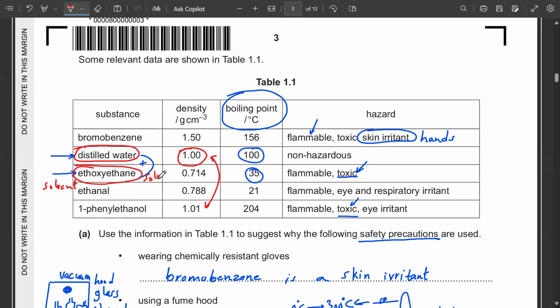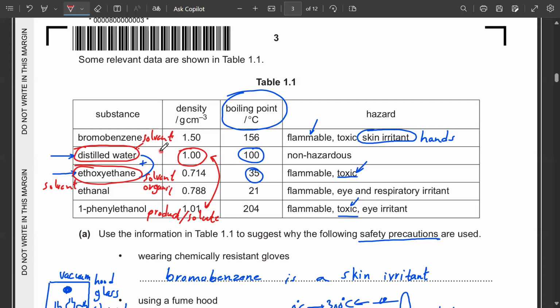Ethoxyethane is a solvent, an organic solvent, and 1-phenylethanol is the solute, or the product, I would say. This is a solute. These two are solvents, distilled water and ethoxyethane. So the 1-phenylethanol is dissolved in both of them, in distilled water and in ethoxyethane.